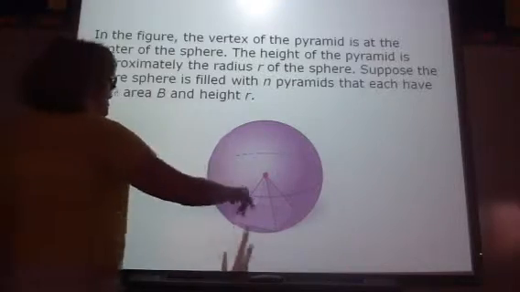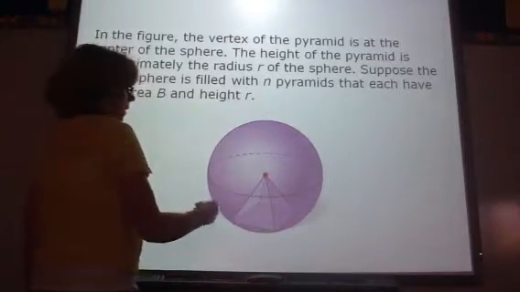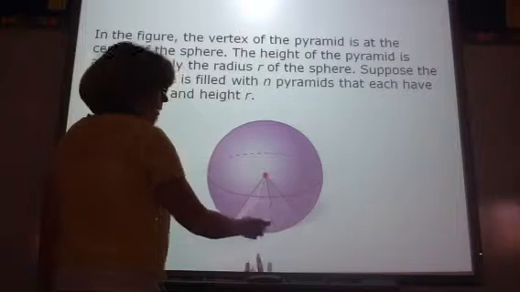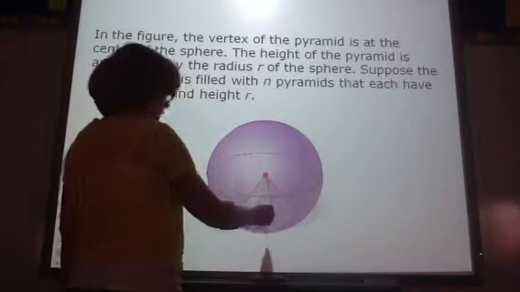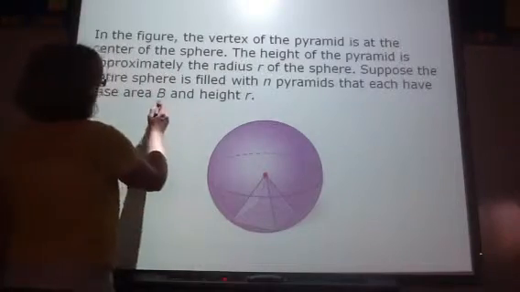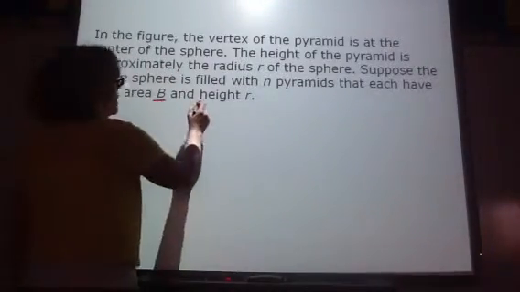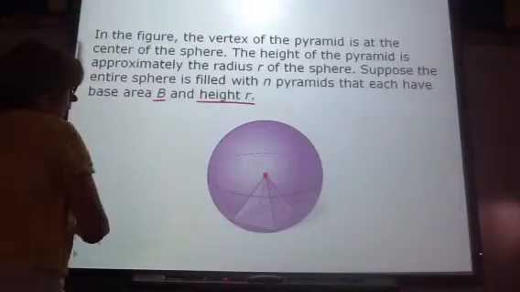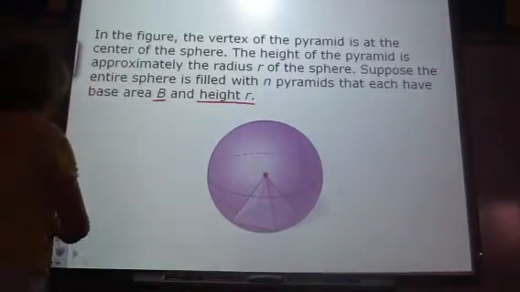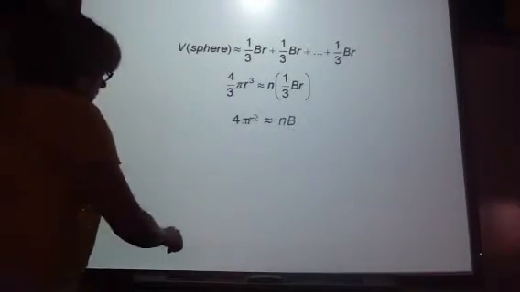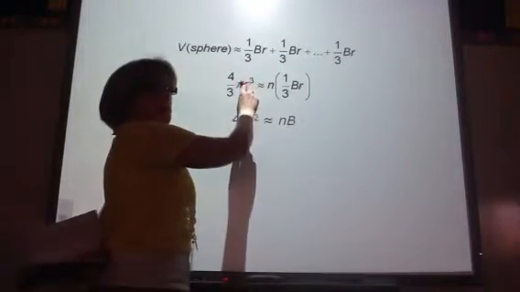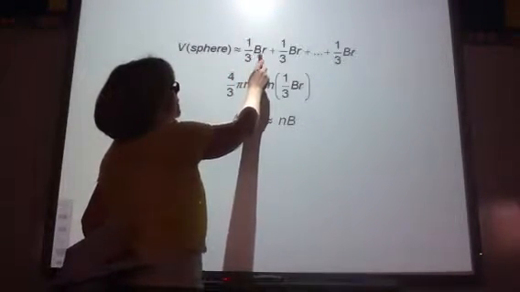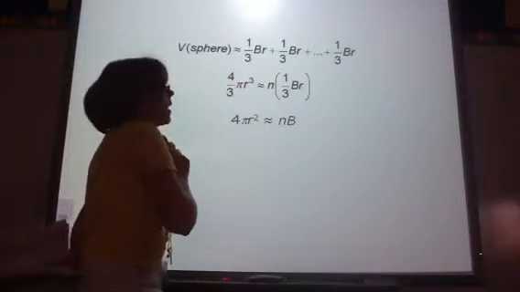To fill the sphere up, you would take the area of the base of that pyramid and times it by the height. The area of the base, we're going to have capital B like always, and the height is the same as the radius, so we're going to use r. So for the volume of that sphere, you would take the formula for the pyramid, which is 1/3 times the area of the base times the height, but we're using radius for height.